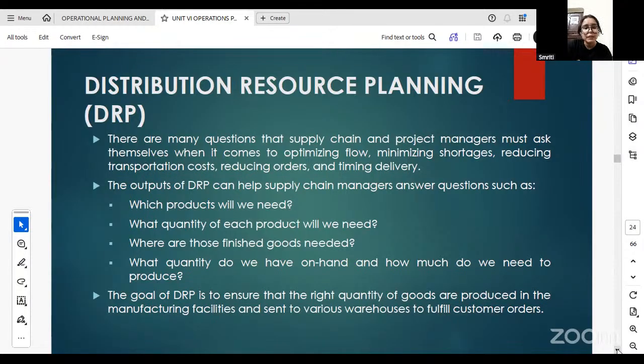The goal of DRP is to ensure that the right quantity of goods are produced in the manufacturing facilities and sent to various warehouses to fulfill customer orders. So it is distribution. How well you are distributing. Maybe you are manufacturing, but you are not distributing it properly. It is not reaching your customers. So it is of no use.